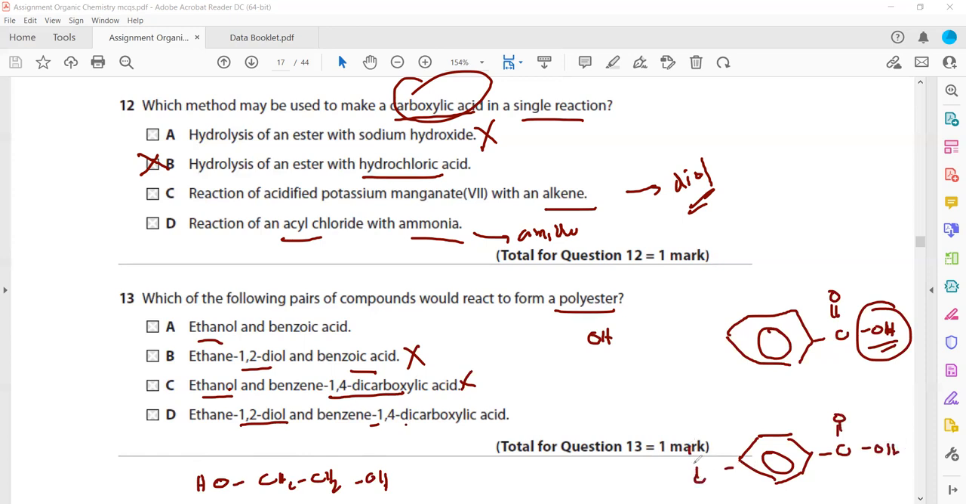1 and 4 are the positions on the ring: 1, 2, 3, and 4. So both sides you have carboxylic acid and both sides you have alcohol. So this will lead to the formation of a polyester. Is it clear? A polymer can form when the functional group is present at both ends, not at one.